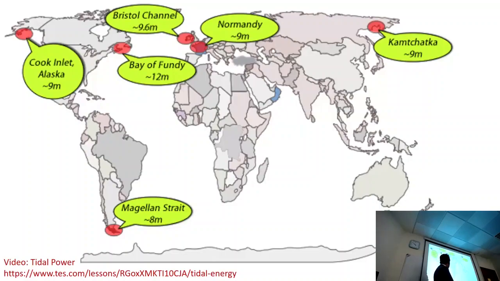Like here, the Magellan Strait, you have an 8 meter difference. Wave height or tidal distance? The level of the tidal height. The water level will go up 9 meters. Yeah, the whole water level rises up. It's not just a wave. The tide is at a distance.